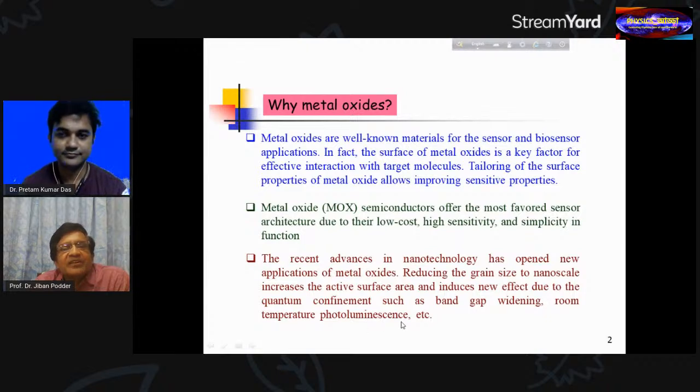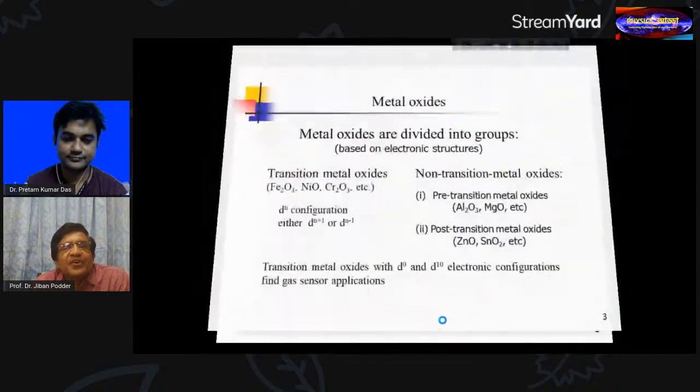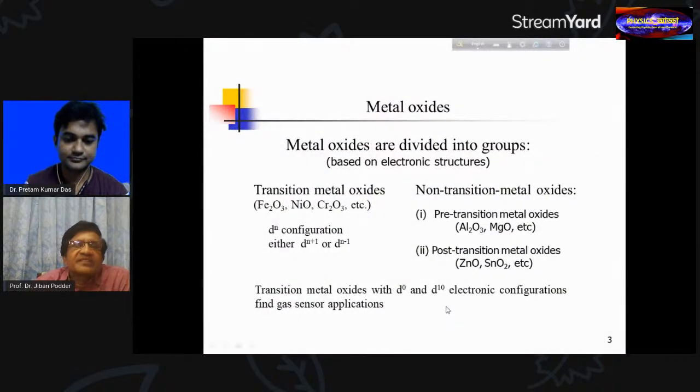So metal oxides have been widely used for the last few decades for fabricating sensor materials. We know that metal oxides are divided into two main groups: transition metal oxides and non-transition metal oxides.